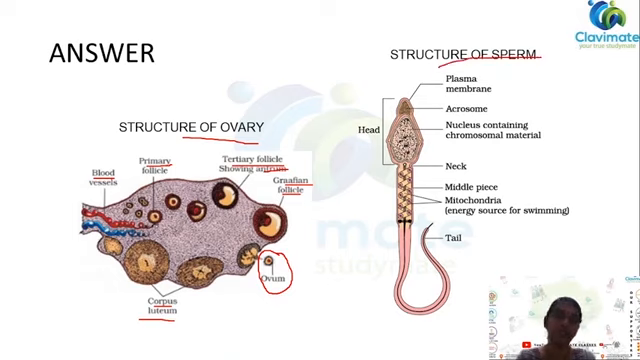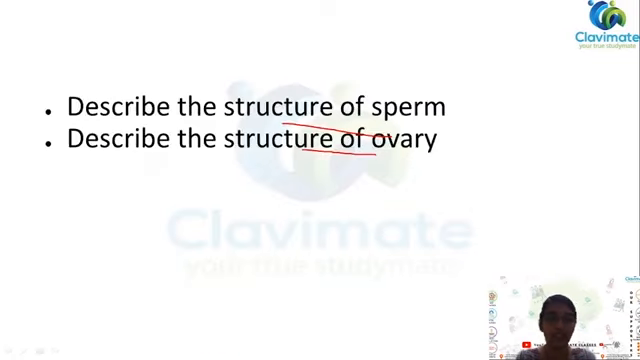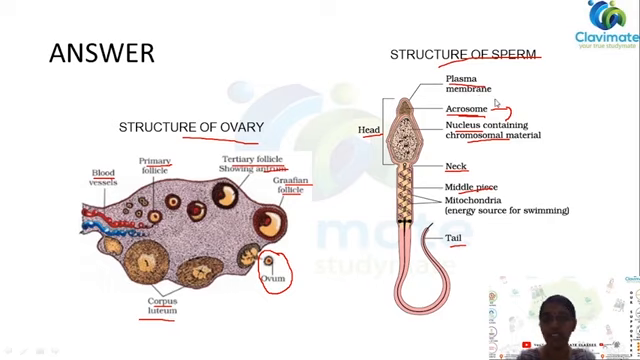In the structure of sperm, you have 4 parts: head, neck, middle piece, and then tail. In the head, we have the plasma membrane, the outer covering, and an acrosome which contains enzymes so that the sperm can enter the egg. Then we have the nucleus which contains the chromosomal material, which enters the egg after the acrosome digests the egg's outer membrane, that is, the zona pellucida. We saw over here, right, we have zona pellucida. So this acrosome will have enzymes that digest the zona pellucida.